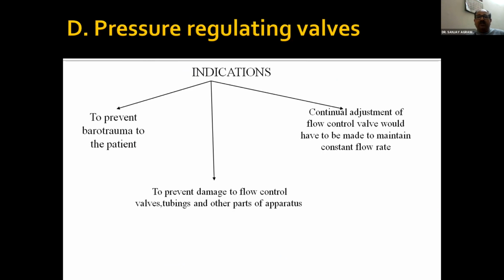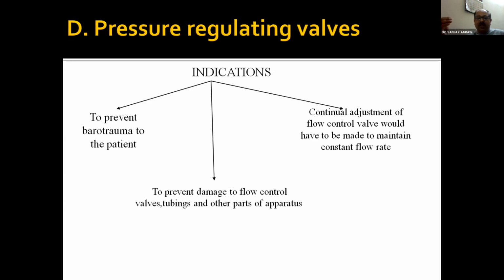Pressure regulating valves. What are the reasons why pressure regulating valves are present in the anesthesia machine? The reason is that the pressure present in the cylinder is very high, and if this amount of pressure is delivered to the patient, it will cause barotrauma. Secondly, this is to prevent damage to the flow control valves, tubings, and other parts of the apparatus. This is important because as the content of the cylinder goes down, the pressure may vary.